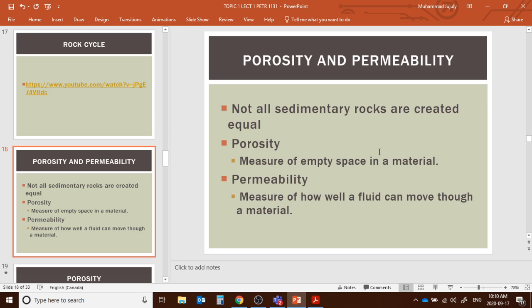Not all sedimentary rocks are created equally. Some are more porous, some are less porous, some are more permeable, and some are less permeable. So what is porosity? Porosity is a measure of empty space in any material. And permeability is a measure of how well a fluid can move through a material, or we can say the interconnectivity. Let me give you an example of how it works.